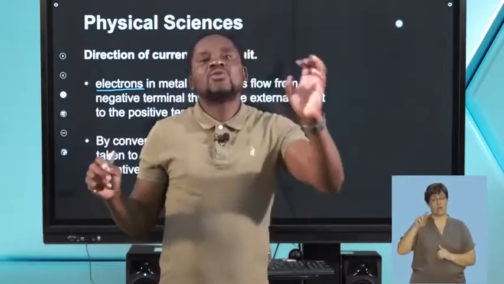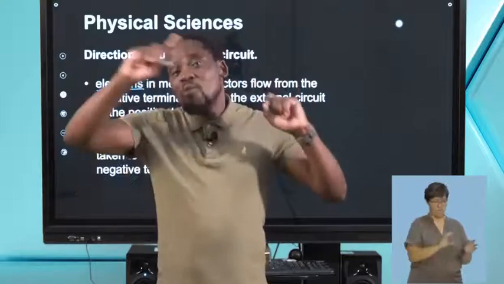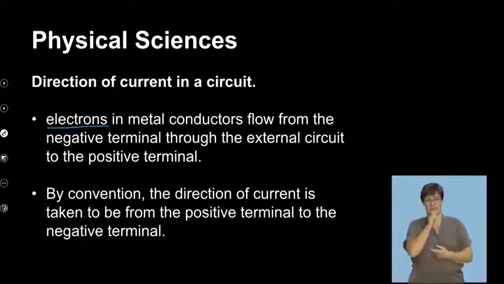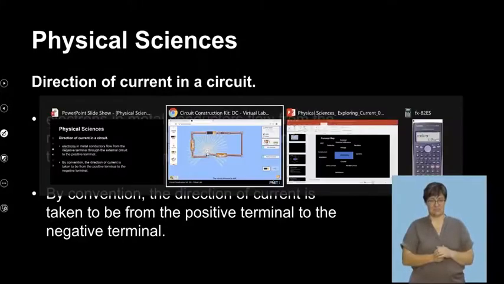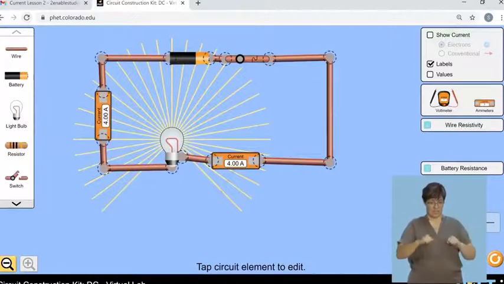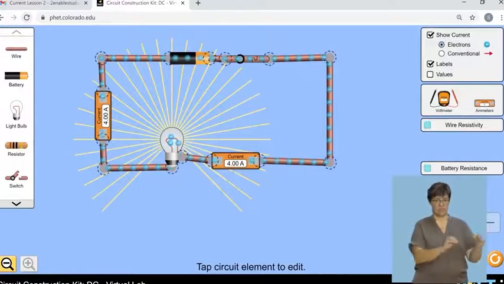So electrons are the ones that actually move through the circuit. We'll demonstrate that using a simulation once more. This is what we have. It's a closed circuit. If the circuit is complete, let's show the charge is moving.